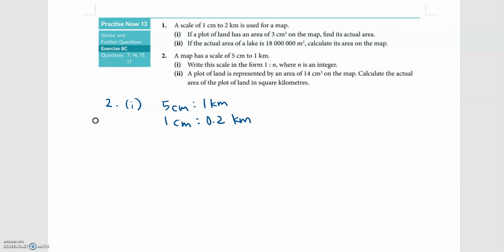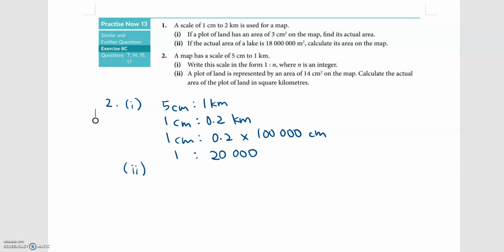Then I need to now change kilometers to cm. So 1 cm is 0.2 times 100,000 cm. So once I have both sides of the ratio as cm, I can now remove the cm and I will have my answer, 1:20,000. So n is actually 20,000. The scale is written in this form, 1:20,000.